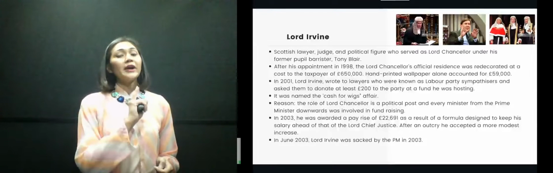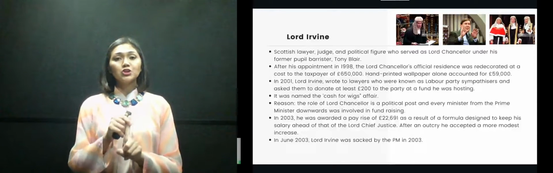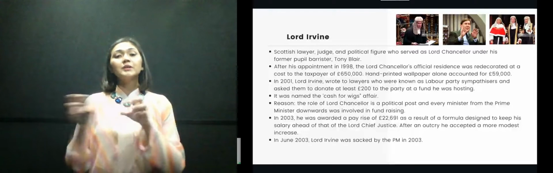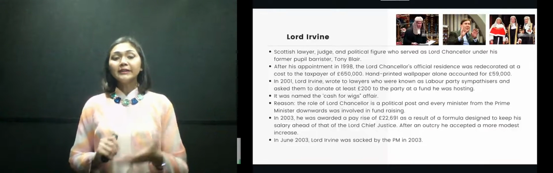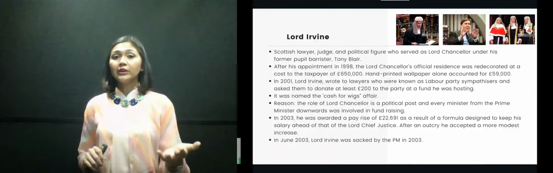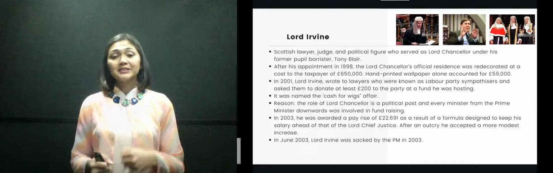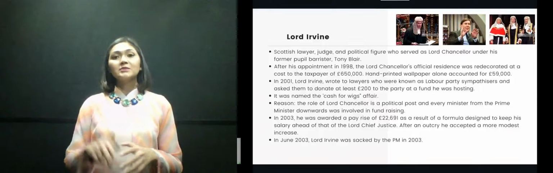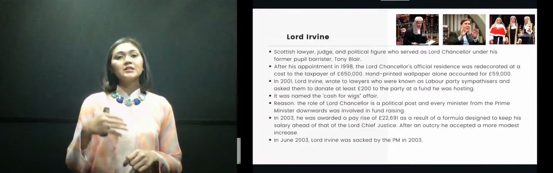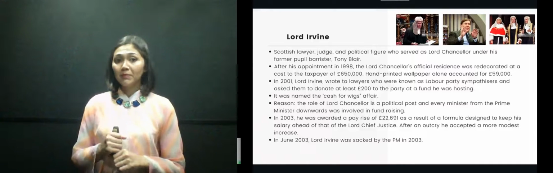So this is one example where you have one person who sits as a Lord Chancellor who holds three positions. His name is Lord Irvine. Lord Irvine is a Scottish lawyer, judge, and political figure, and it's very interesting because previously one of his pupil barristers was actually the Prime Minister, Tony Blair.